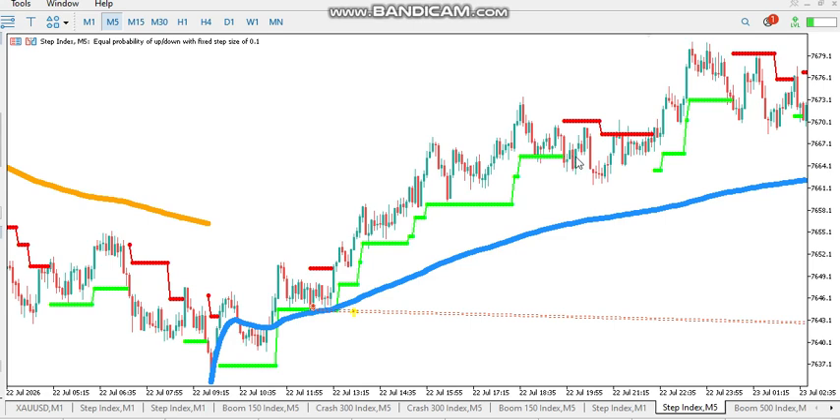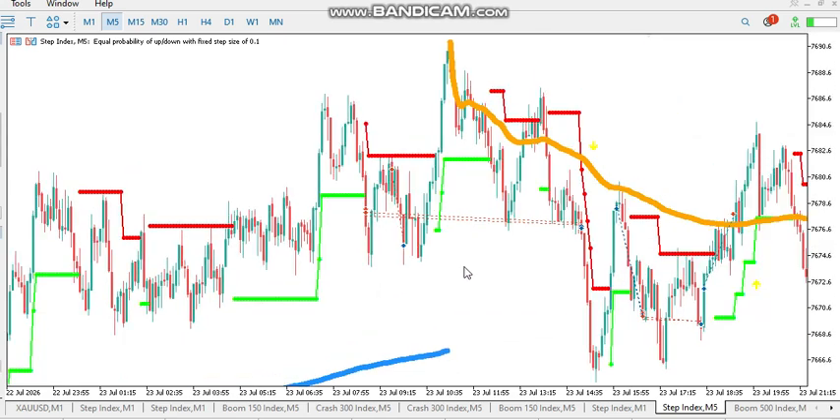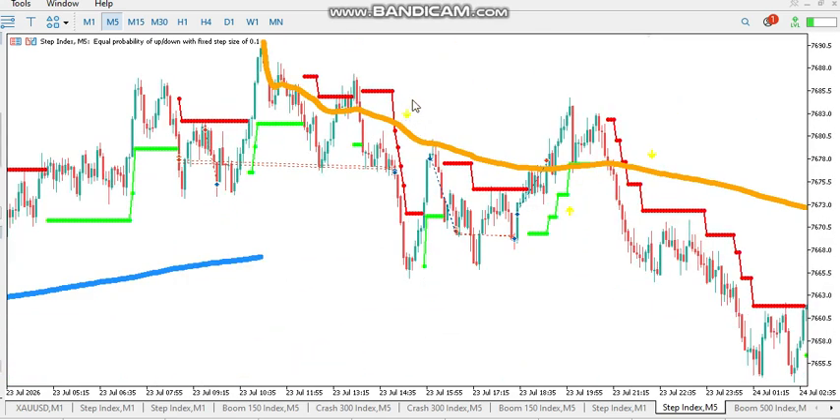Or you can see there's a break in it. So your taking profit level will be somewhere around this area. You can see it's going to be somewhere around this area. So this is how massive this indicator is.